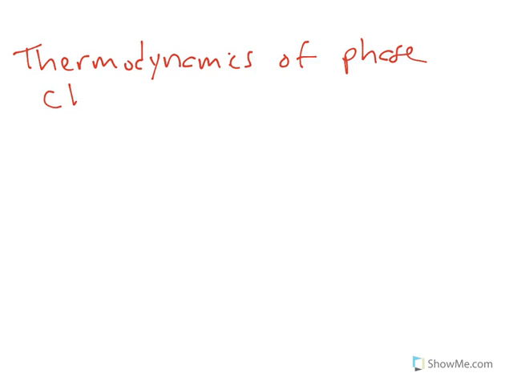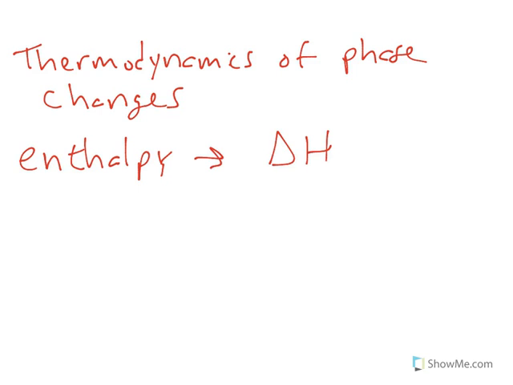Now we kind of want to look at the thermodynamics of phase changes. We're going to talk about this in terms of something called enthalpy. And a change in enthalpy, you've learned, has been given the symbol delta H. If delta H happens to have a positive sign, that is called endothermic.